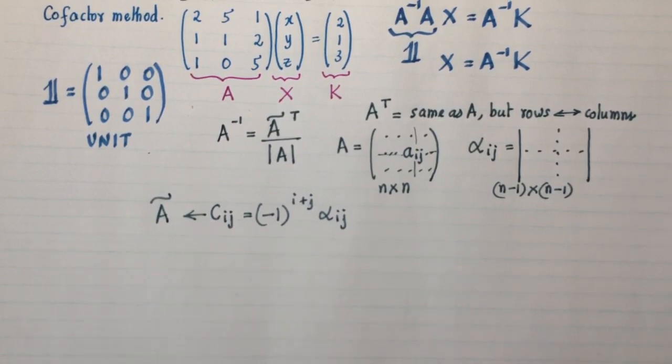So let's try this for the same example. So I have to formally create this cofactor matrix. So the determinant, I've already told you what it is. Let me just quickly run through the calculation of the determinant first of A.